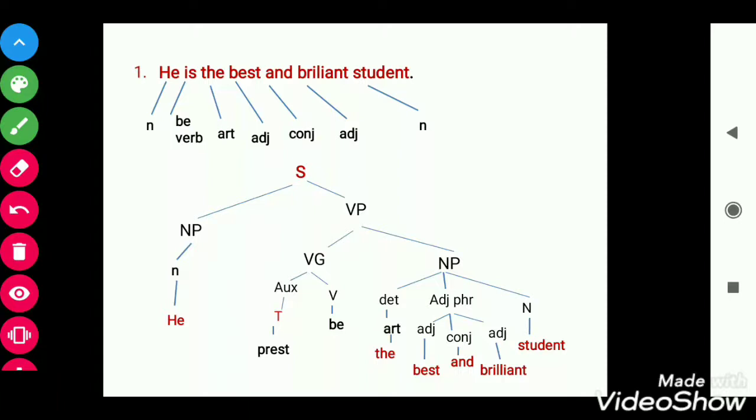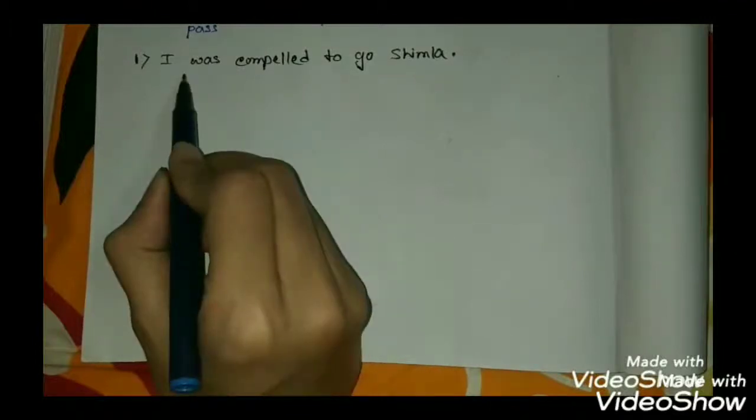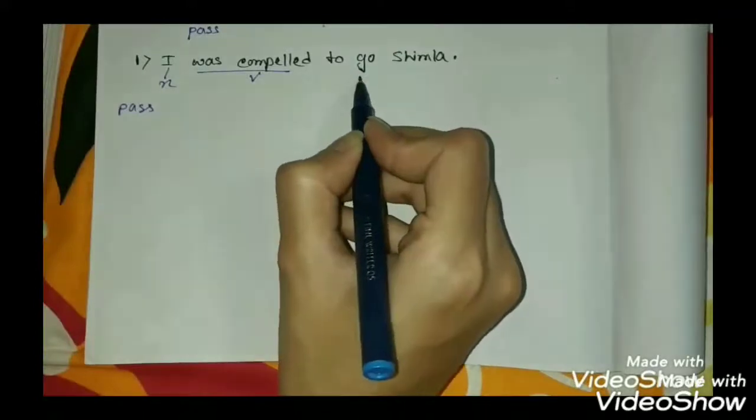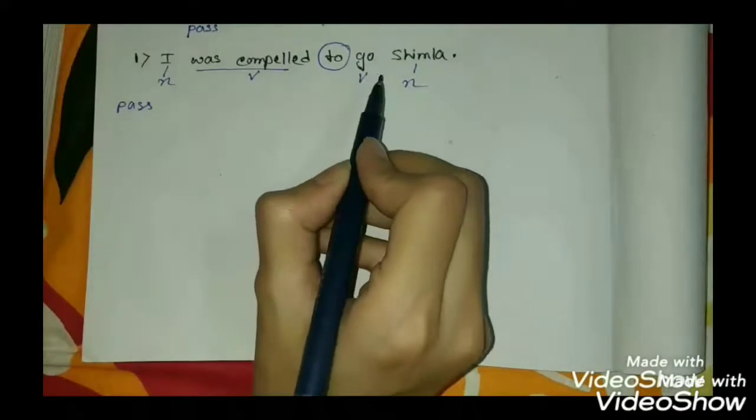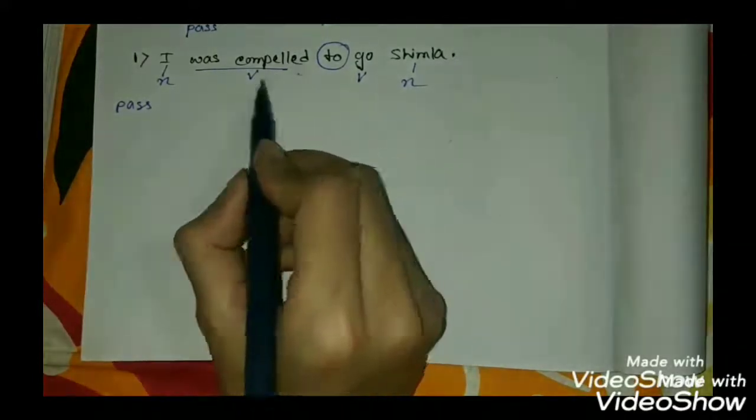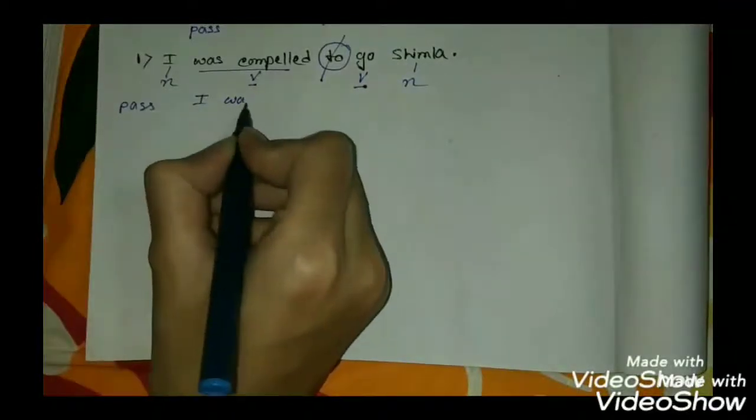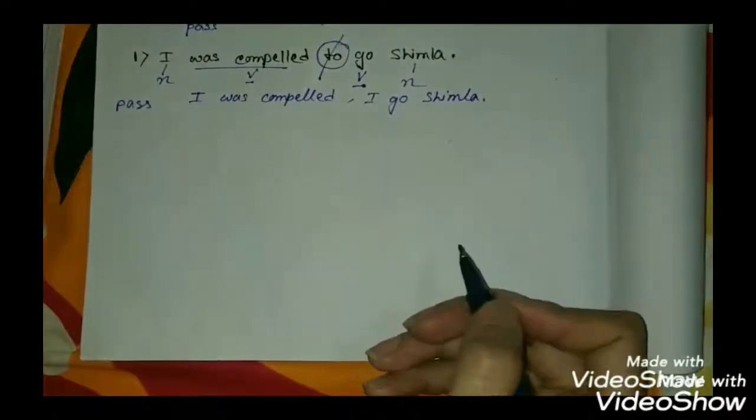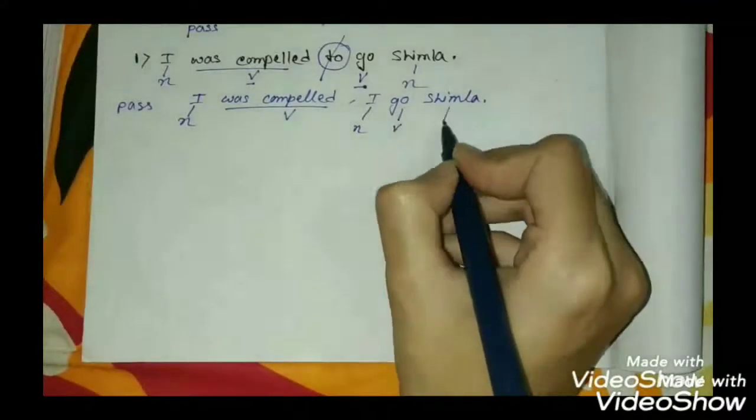Now as usual we will learn to make structure in our notebook. I was compelled to go Shimla. Here we can see it is passive. So I is noun, was compelled is verb, go is verb and Shimla is noun. This to is not a preposition because there is a verb after this to. So here are two verbs, therefore it will be in two sentences. Therefore I was compelled and the other is I go Shimla. So I is noun, was compelled is verb, I is noun, go is verb, Shimla is noun.